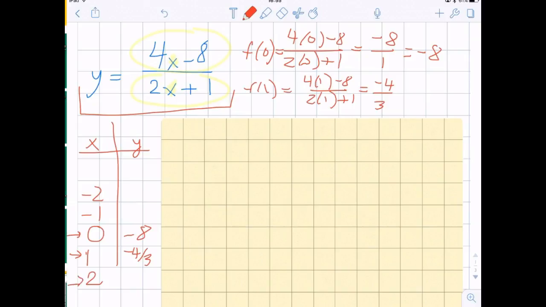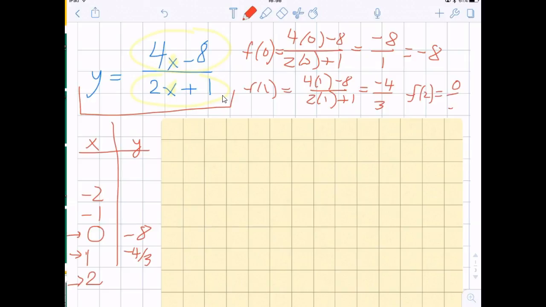If you put 2 in there, I'm going to stop writing out the math. You're going to have to just use your brain now. So you put 2 in here, and here, and here. It's going to be 4 times 2 minus 8. 4 times 2 is 8. 8 minus 8 is 0. So the top is going to be 0. Then I'm going to put 2 in the bottom. So I'm going to get 2 times 2, which is 4, plus 1, which is 5.